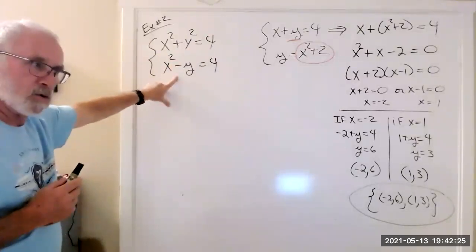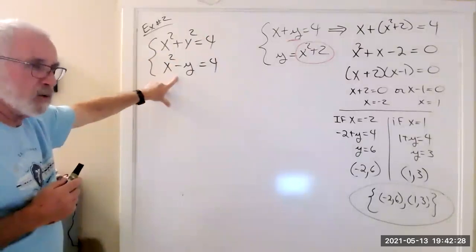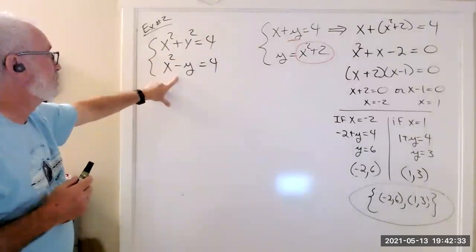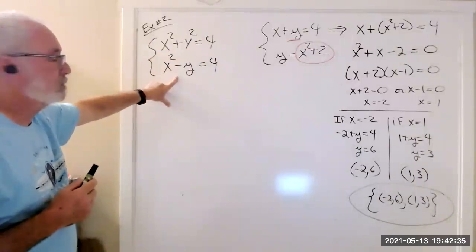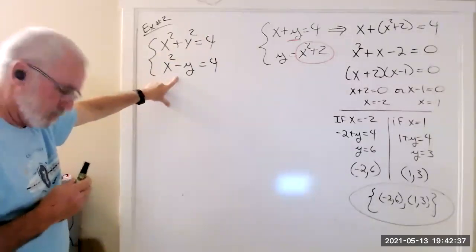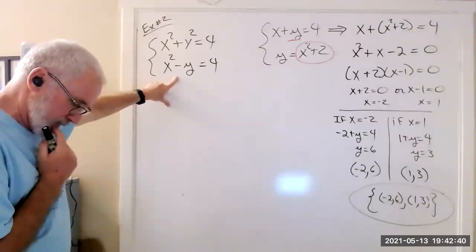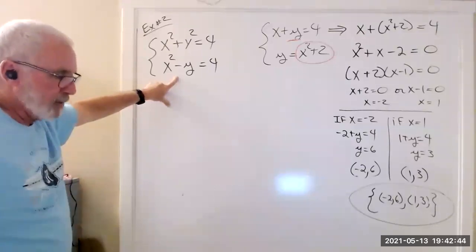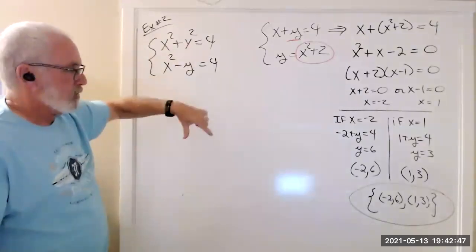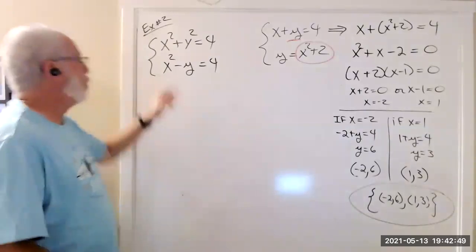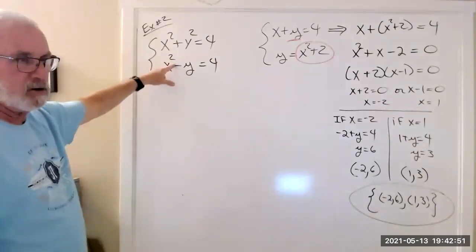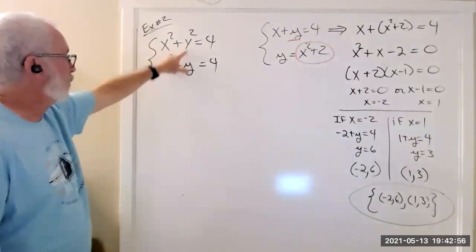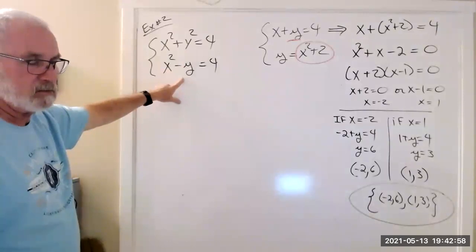Can you tell me what conic section the bottom one is? A parabola, because it has the one variable being squared. Right, a parabola, whether it's up, down, or sideways, only one of the variables is squared in a parabola. So we have here a circle intersecting a parabola.